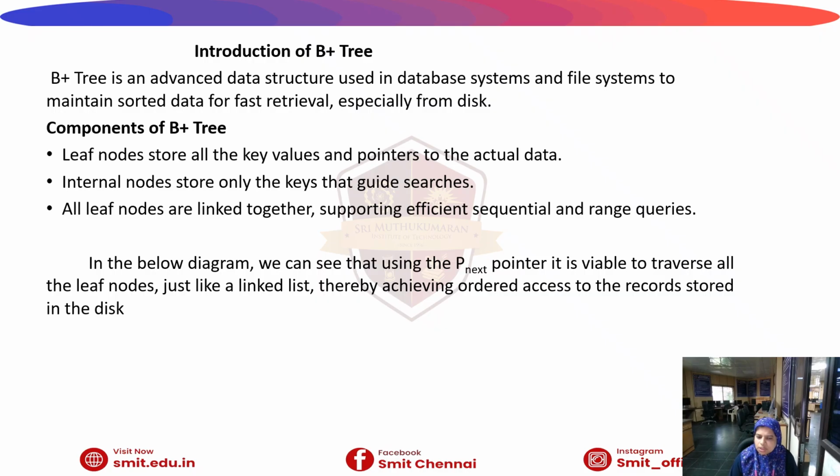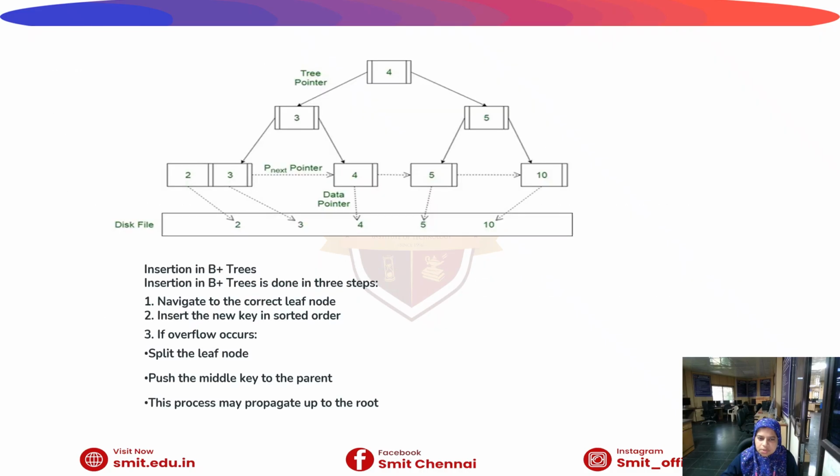In the diagram below, we can see the pointer that makes it possible to traverse all the leaf nodes and link them together, showing how the order is maintained and how the data is stored and accessed. So this is the B plus tree.